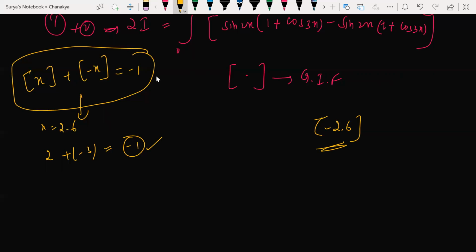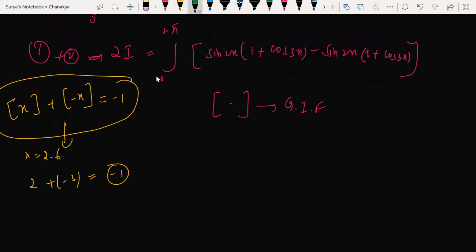So for negative values, we will always take the left side value in the greatest integer function. If I write 1.5, I'll take the greatest integer as 1. If I write minus 2.6, I'll take the left side value as minus 3, right? That is how I got minus 1 here. Similarly, if I consider this as x, this is going to be minus x. So step of plus x plus step of minus x is always going to be minus 1.